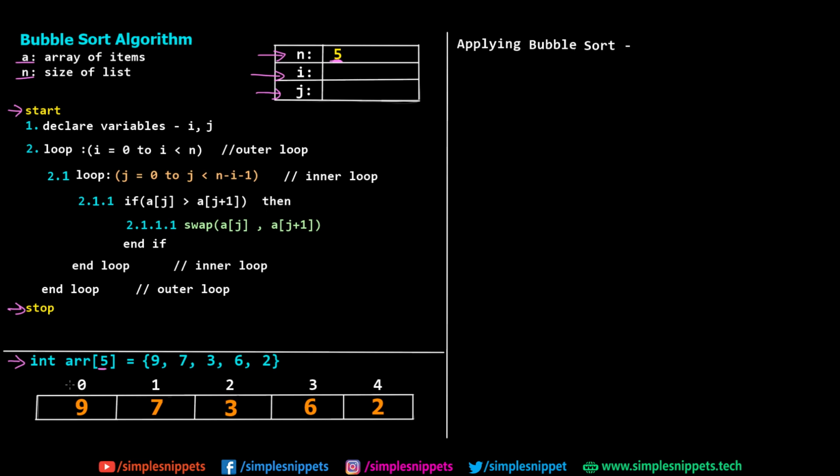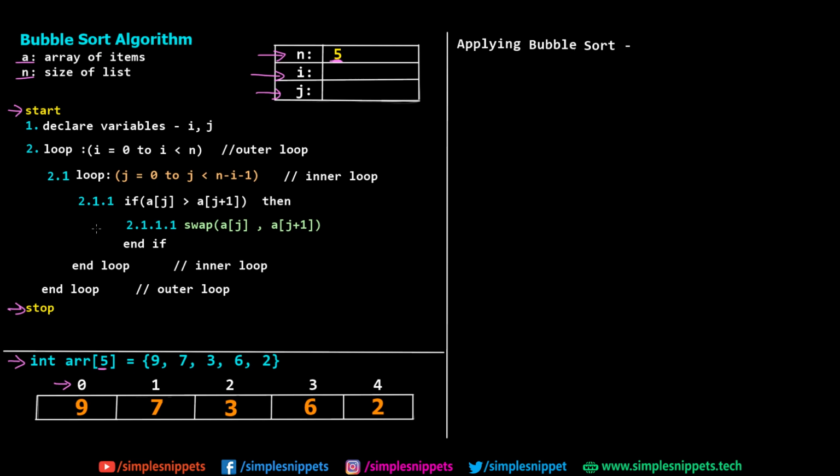So we are taking an integer array of size 5. You can see the elements also 9, 7, 3, 6, 2. So at 0 index we have 9, then 7, and so on and so forth. Obviously they are not sorted in any proper order. We have to perform bubble sort on this array and make it ascending order.